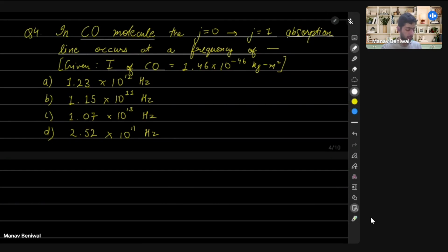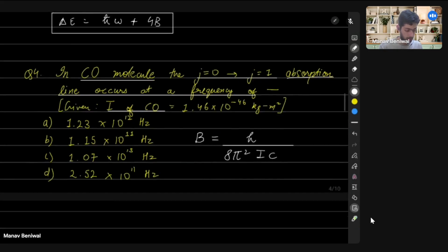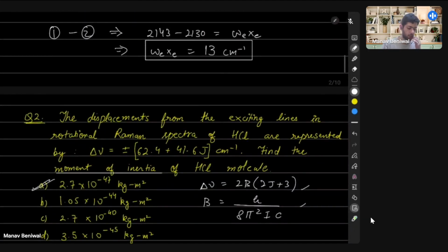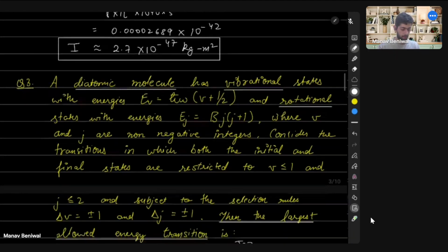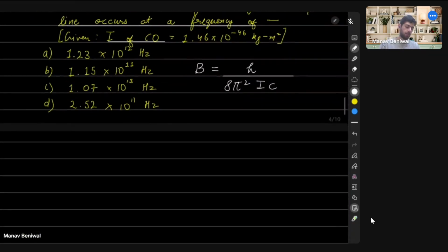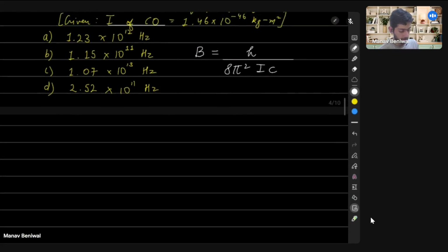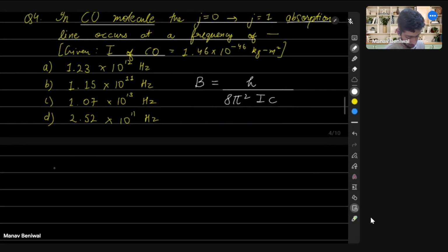Okay, so first of all, we know that we can find out the rotational coefficient B. It is related to I. This is the one, right? We used it in the second problem. Yeah, h over 8 pi squared I c. Okay, so we know this. So yeah, first let's calculate B.